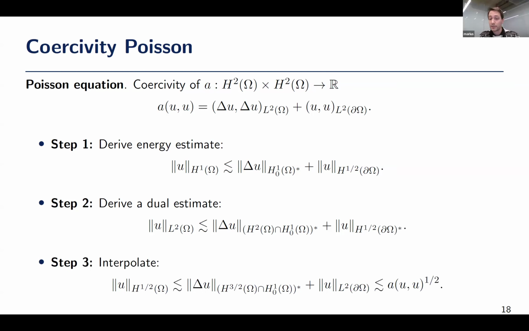And in a third step, we just interpolate between these two estimates. And then we're getting H1/2 here. In this example, this is the triple norm, H1/2. And we can go up to the interpolation space between these two, which happens to be H^{3/2}, H_0^1 intersected with the dual. And it happens to be exactly L2 on the boundary. And then we say, okay, we are generous, and we go up to L2 here, and then we recover our form. So in this way, you can get the coercivity.